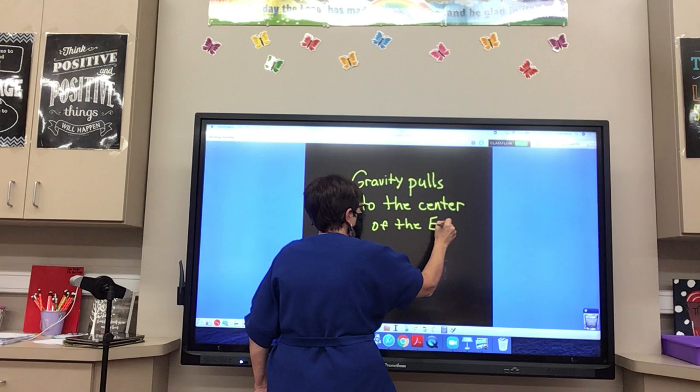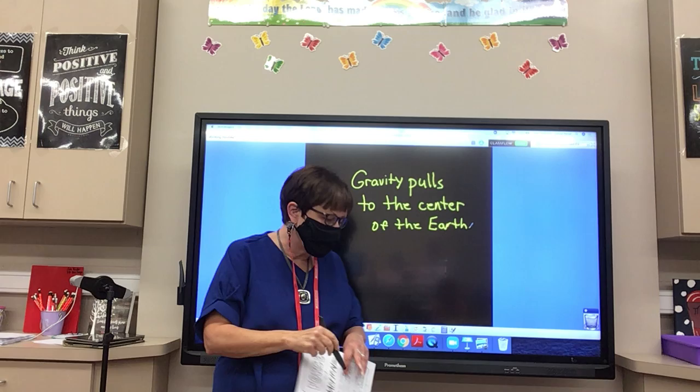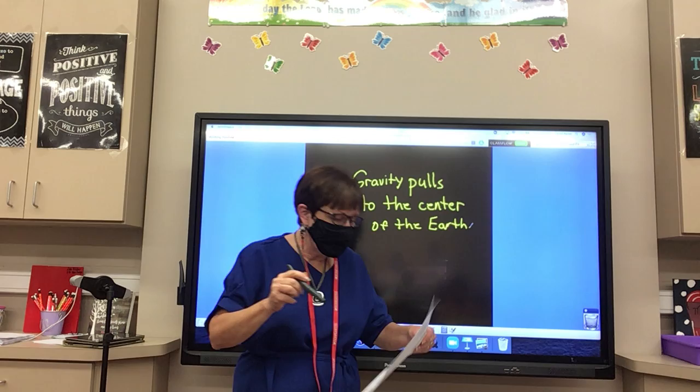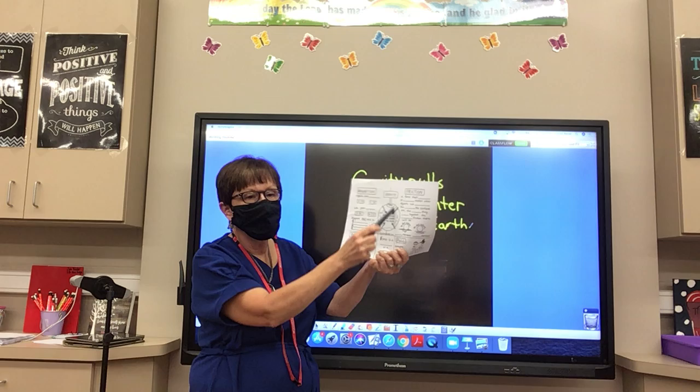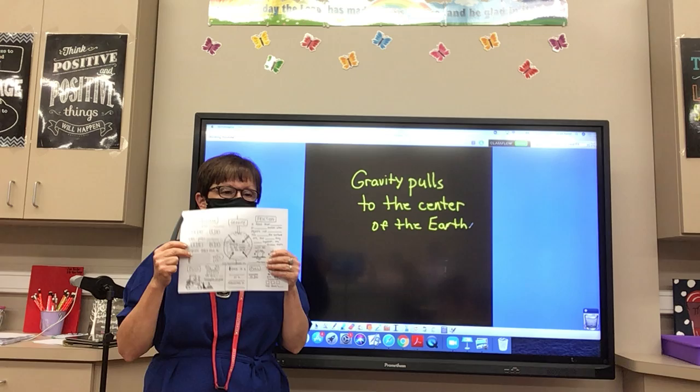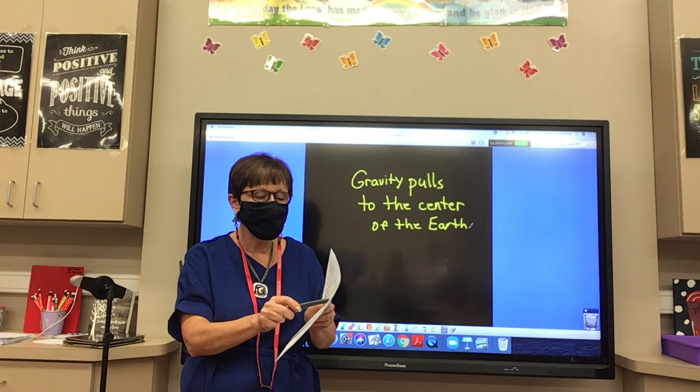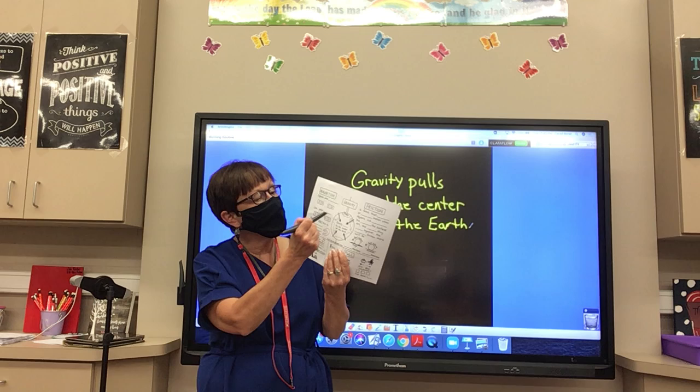And so now what I want you to do is color the grass parts or the Earth parts on the Earth, which would be green, green, green, green, green. And then you can kind of color this blue, but don't color so you can't see the word pulls. You can color with your markers, but don't color where we have the writing. And you see our arrows are showing us how gravity is pulling to the center of the Earth.